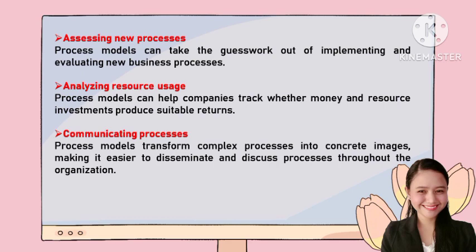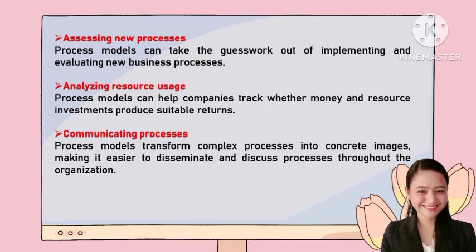Analyzing resource usage. Process models can help companies track whether money and resource investments produce suitable returns. For example, by creating a model of the standard sales process, an organization can see how sales representatives are utilizing the tools and systems at their disposal. It may turn out that a certain tool is used much less frequently than anticipated, in which case the organization can choose to disinvest from the tool and spend that money on a solution the sales team actually uses.